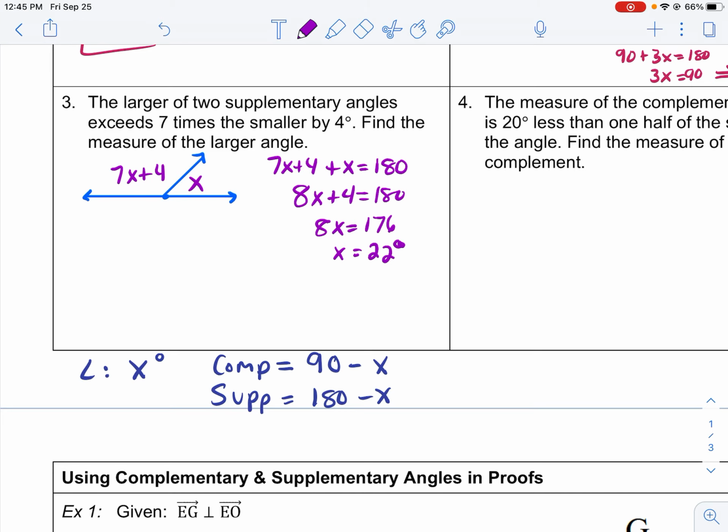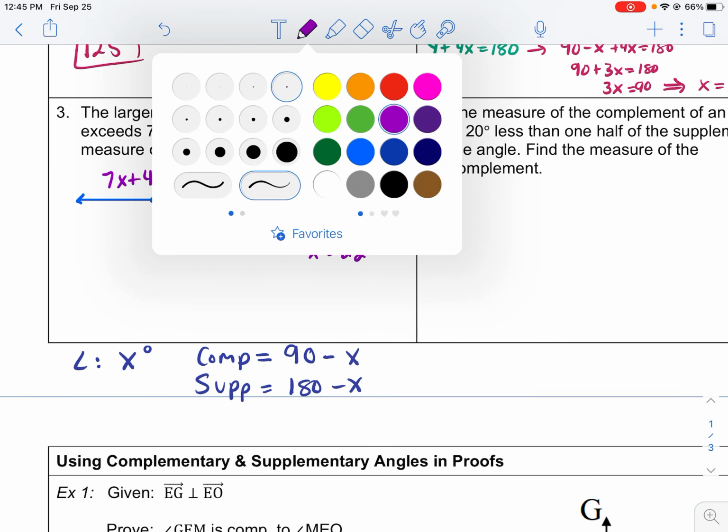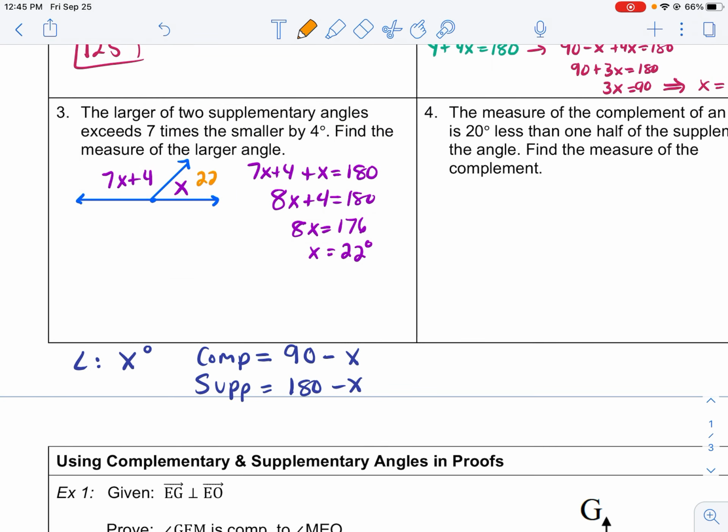Well, let's go back up. So in this case, we said that the smaller angle was 22 degrees. So that makes this one here x, 22. So then all I need to do is multiply that by 7 and add 4. Well, let's see here. 7 times 22 would be 140 plus 14, so that makes 154. 154 plus 4 gives us 158. And so that means that the larger angle is equal to 158 degrees.